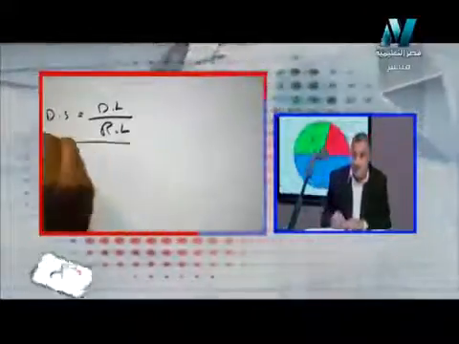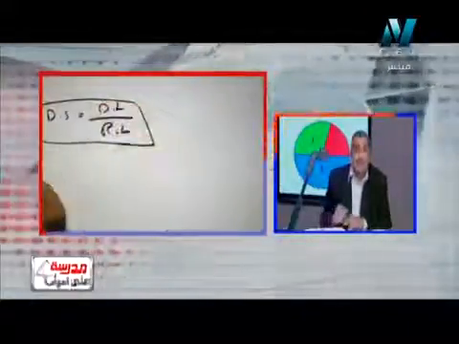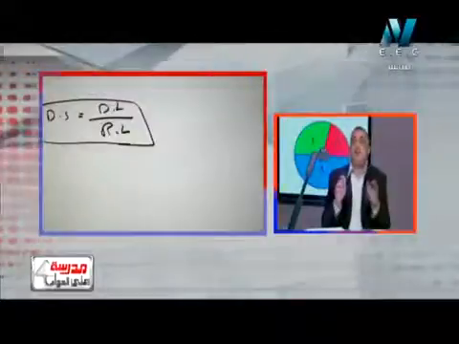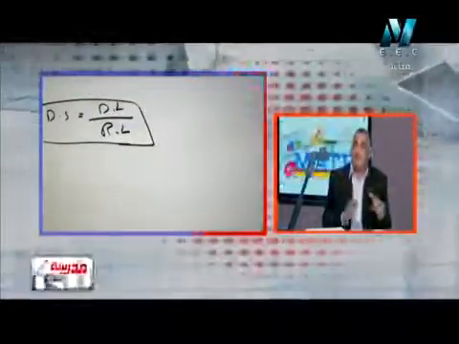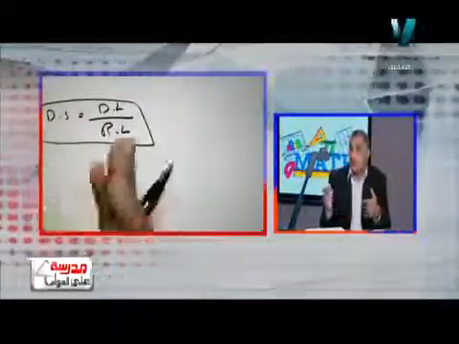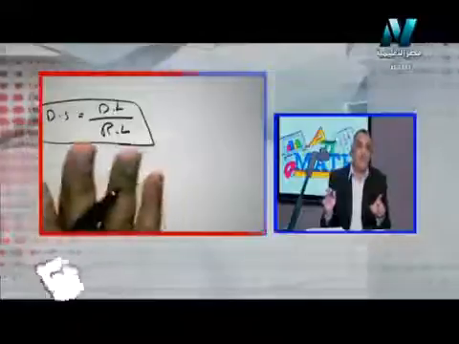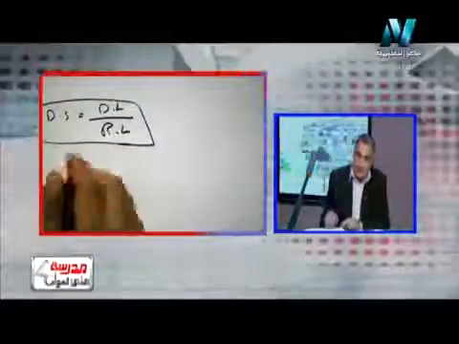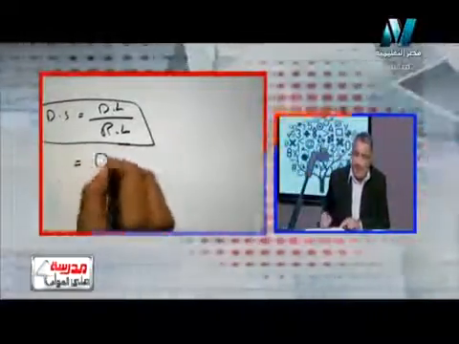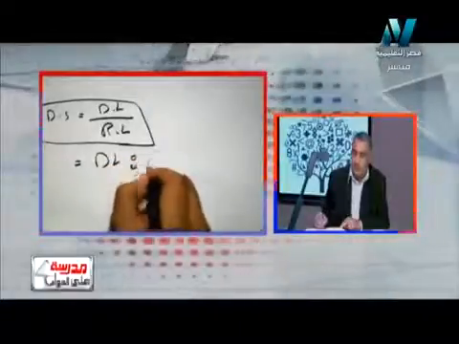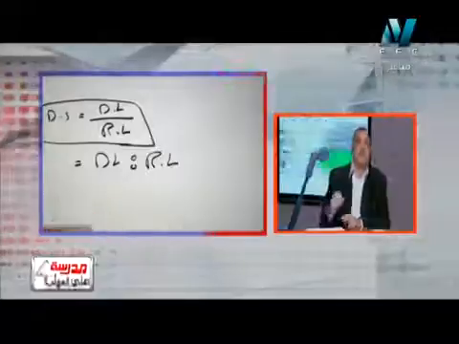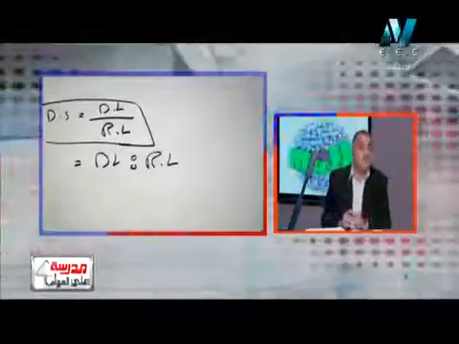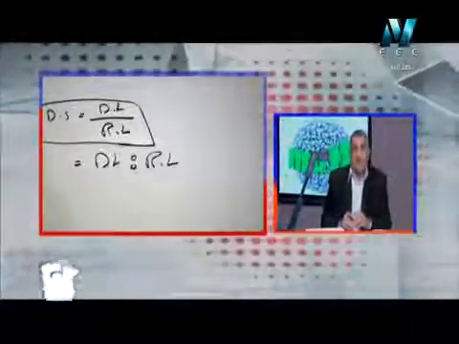This ratio is the drawing scale. What is the drawing scale? The drawing scale equals the ratio between the drawing length, or map length, or photo length, to the real length. Drawing scale equals DL to RL. If the drawing scale is bigger than 1, that expresses magnification.